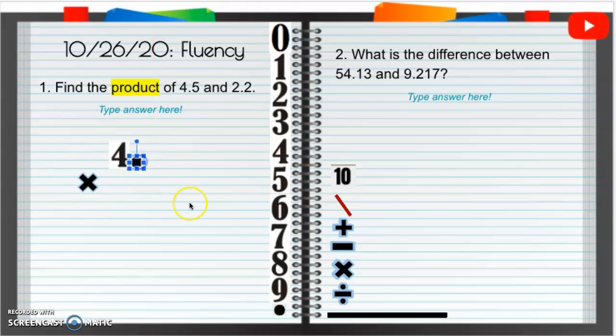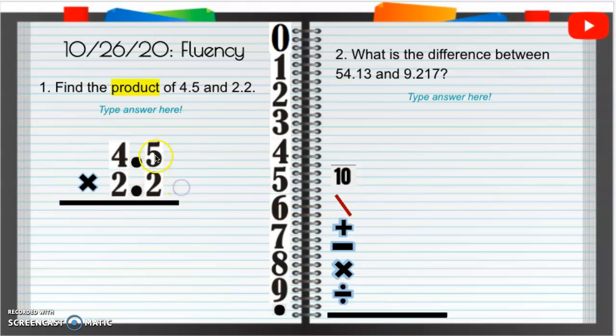In this case, these decimals are lined up, but that will not always be the case, and you do not have to line them up at all. So 4 5/10 times 2 2/10. I'm actually going to move this up a little bit. There we go. Now let's multiply through here.